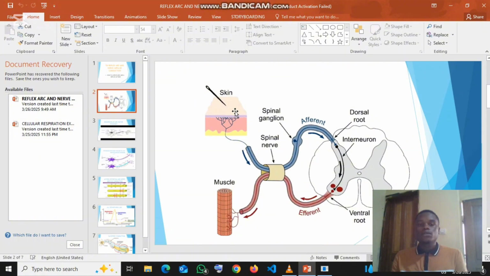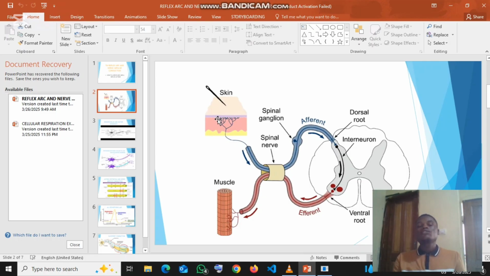For example, let's use an example of when you touch a hot object. You use your skin to touch the hot object. What happens is that you pick up signals. The heat that you touch is a stimulus. So the stimulus will trigger a nerve impulse through the neuron at the surface, at the level of the skin.